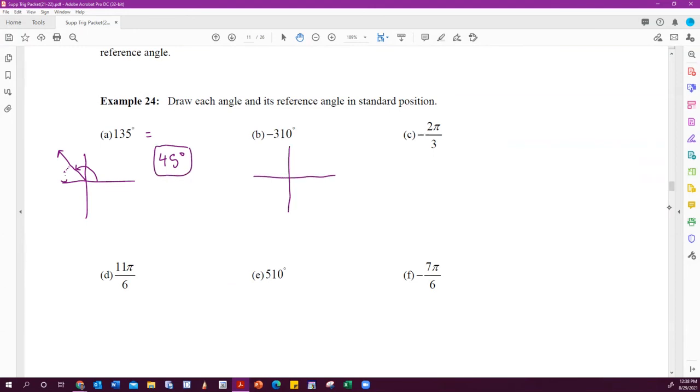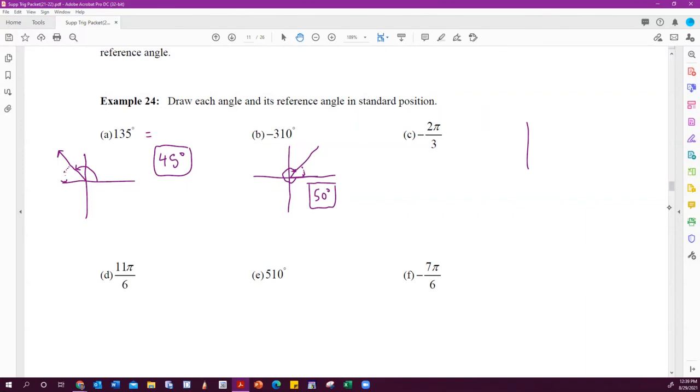-310. -310 means that I'm moving in a clockwise direction. So I have to go all 270 and then 40 more. So that's 310 degrees negative. And so, of course, since a full circle is 360, that means I'm missing 50 degrees more. So that's my reference angle here. The reference is a 50-degree angle.